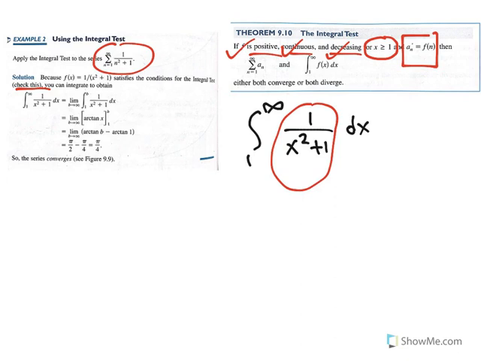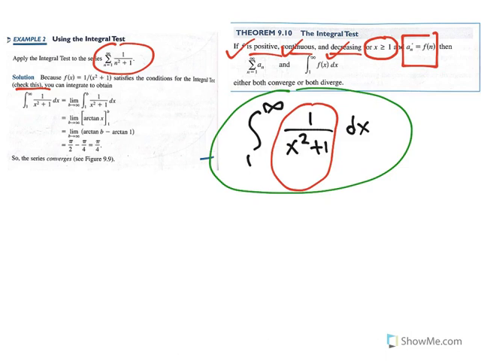And then you should check to make sure that it is applicable. But in this case, it is pre-made to be applicable, so we will skip that part just because it's already been done for us. But you can check to verify. And then you have to basically determine whether this improper integral converges or diverges. And if it converges, the series converges. If it diverges, the series diverges.